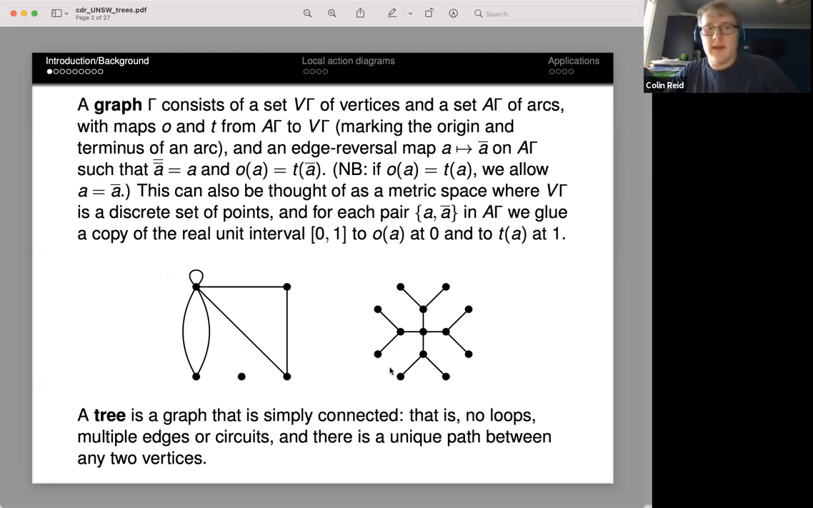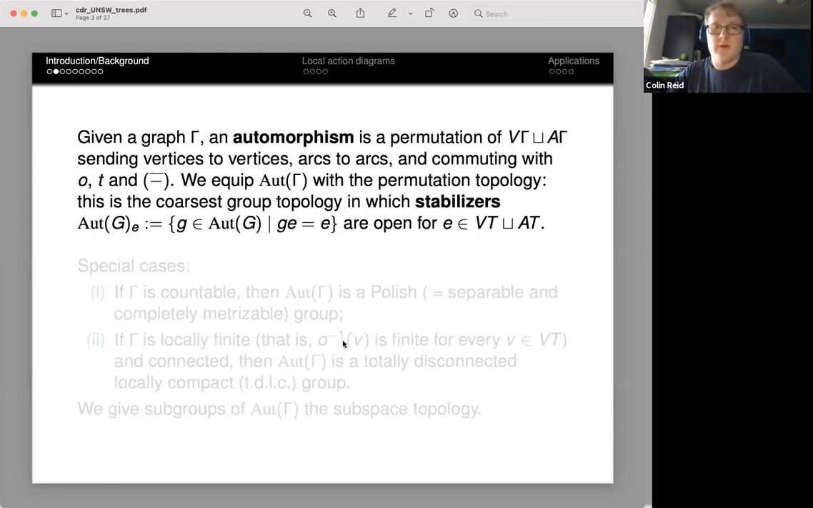And then a tree is a graph that doesn't have any loops or multiple edges, and it's connected. So here's a tree. Another way of saying that is that there's a unique path without backtracking between any two vertices. Okay, so given a graph, an automorphism is a permutation of the set of vertices and arcs that sends vertices to vertices, arcs to arcs, and respects the origin, terminus, and edge reversal.